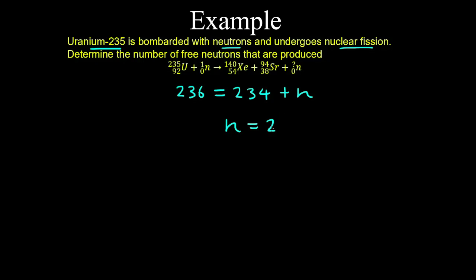So these neutrons will collide with other uranium nuclei to cause another fission reaction, and this continues, and you get a nuclear chain reaction that releases a lot of energy.